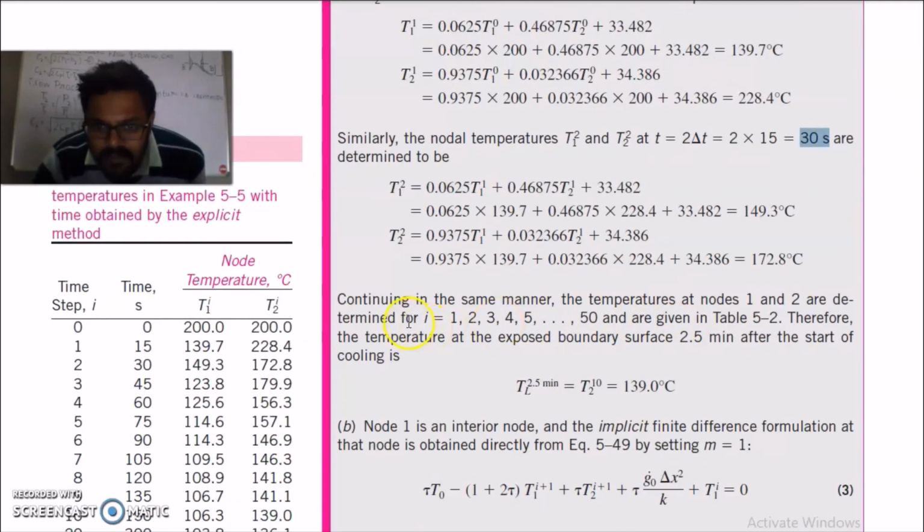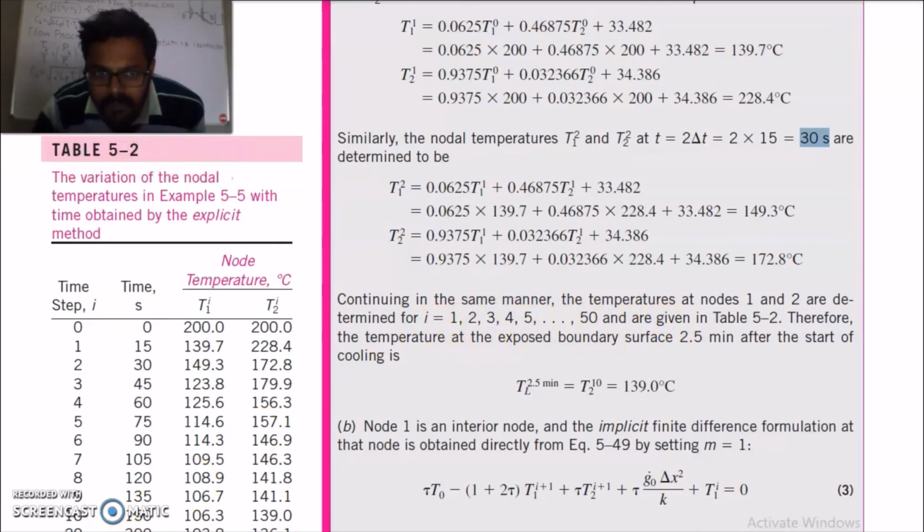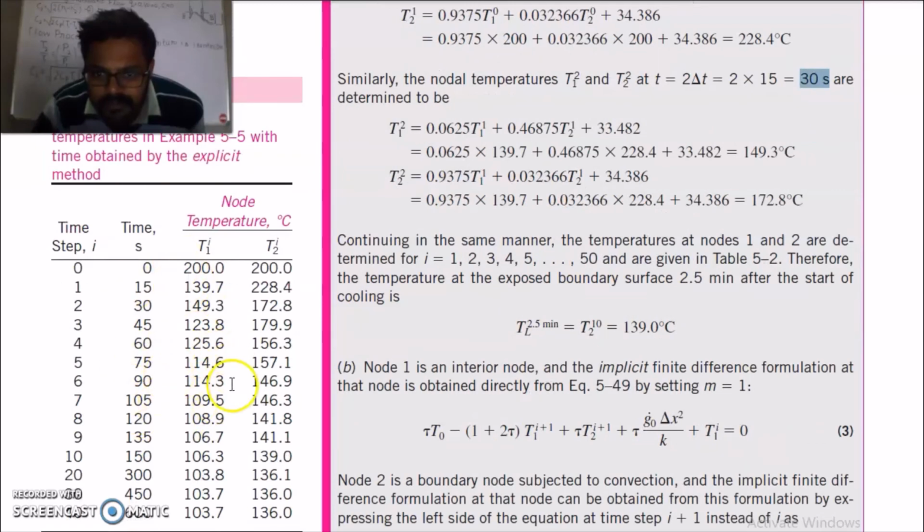So in this case, continue in the same manner. The temperatures at nodes 1 and 2 are determined for I equal to 1, 2, 3, 4, 5 up to 50, and this is tabulated here in this table.